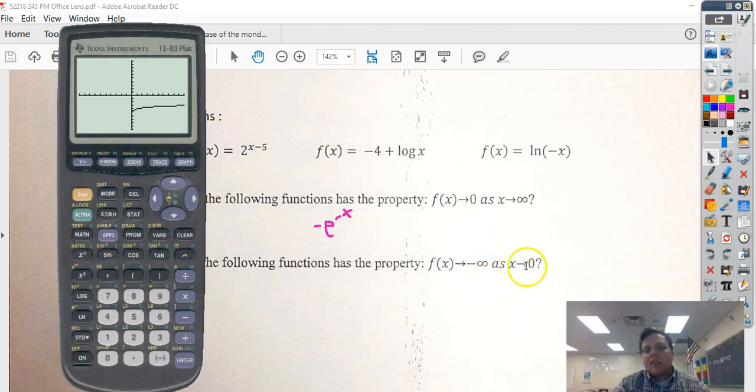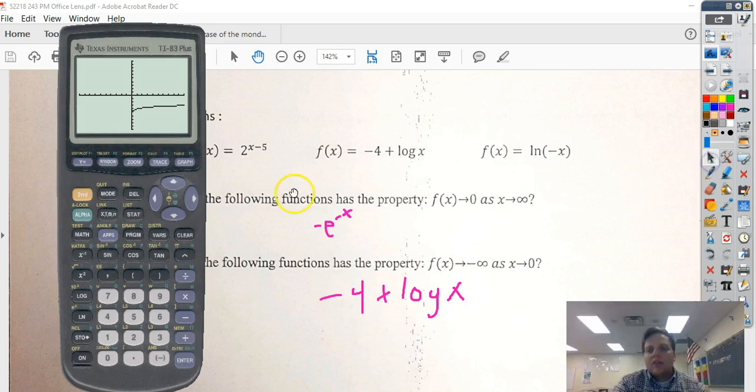Now, let's look at the second thing. As x goes to 0, does y go to negative infinity? Well, look at it from this side. I'm getting closer and closer to 0. What does a log graph start to do? It starts to turn, because this is a vertical asymptote, right? You have a vertical asymptote at x equals 0. So what does this guy start to do as I turn? It starts to go down and down and down forever. So negative 4 plus log x fits this bill.